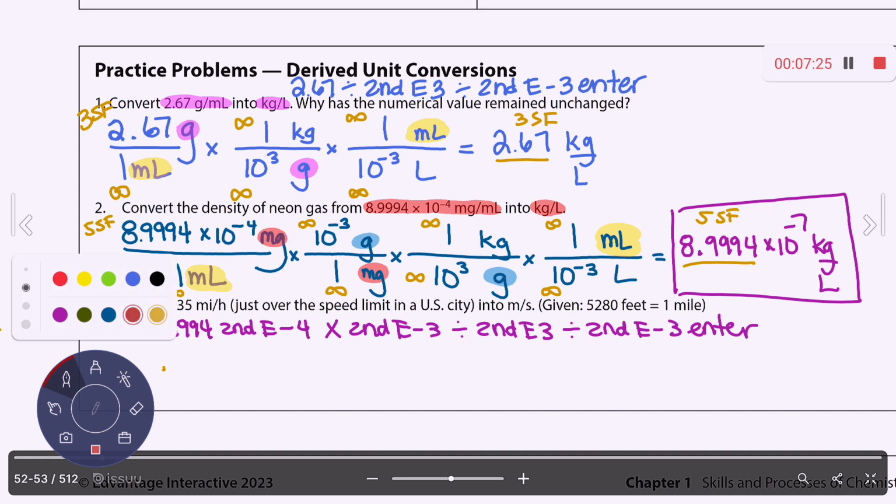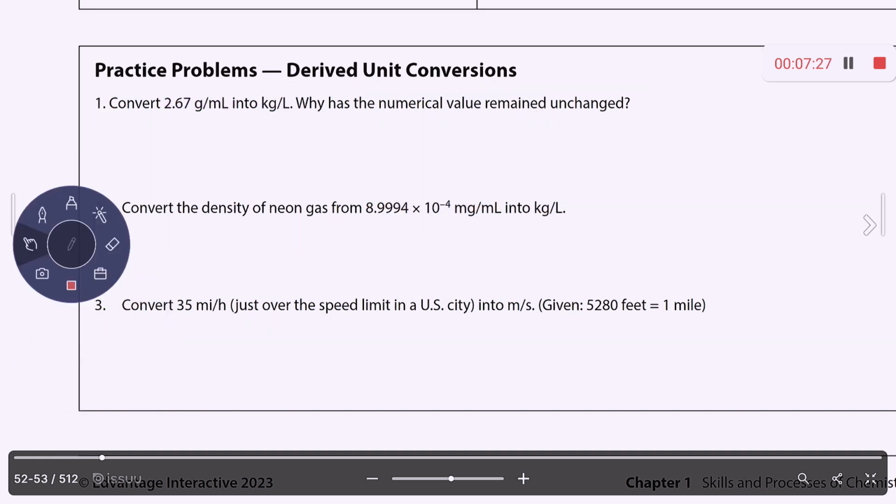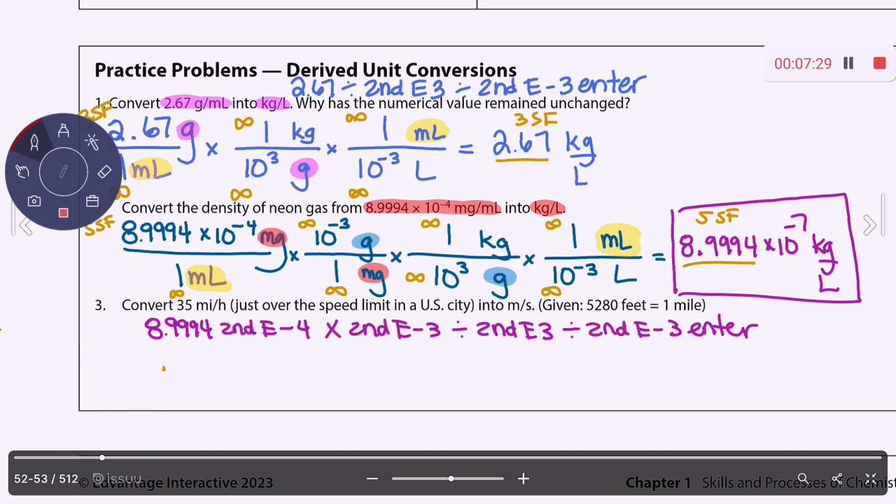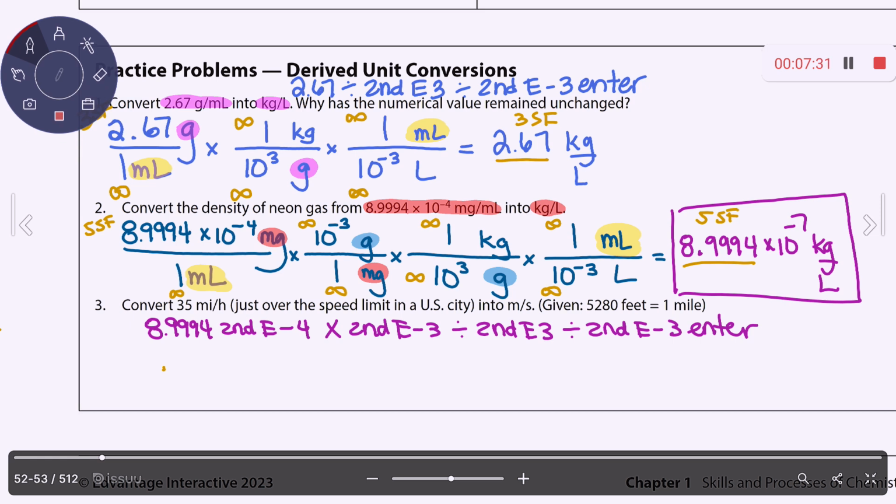Okay. Let me do number 3 with you. Unit conversions are kind of like puzzles, okay? So in number 3, they give you 35 miles per hour. They want you to convert into meters per second. It doesn't matter if you convert the numerator or the denominator first, okay?